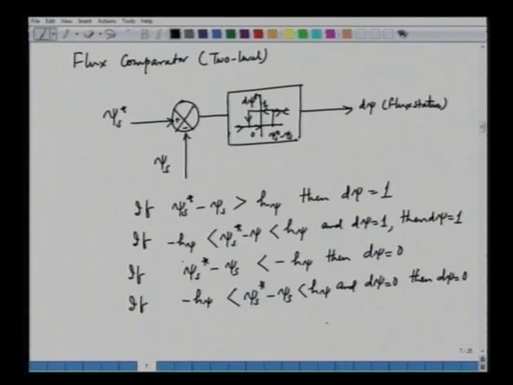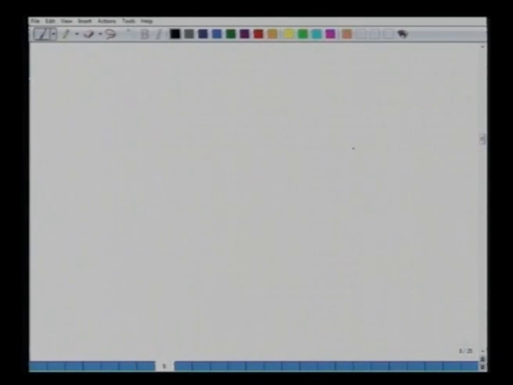So, this is basically the expression in terms of logic statements for a 2-level flux comparator. What we are trying to do here is see the behavior of a 2-level flux comparator, and we have seen that these logic statements will enable us to implement it. Now, we are trying to control the flux within a hysteresis band. If you see, the flux would rotate in a circular fashion in the air gap, and we have a band for the control of the flux.